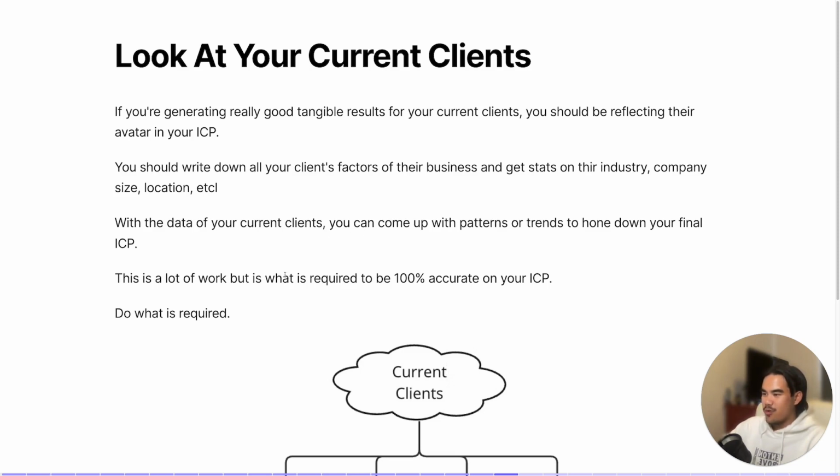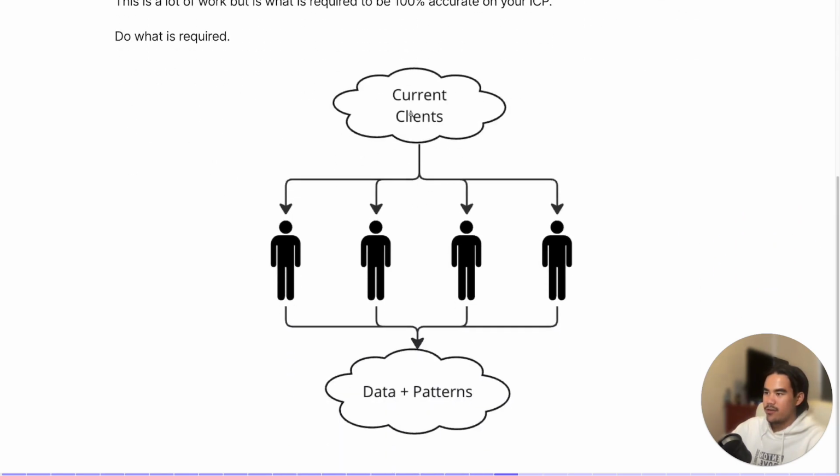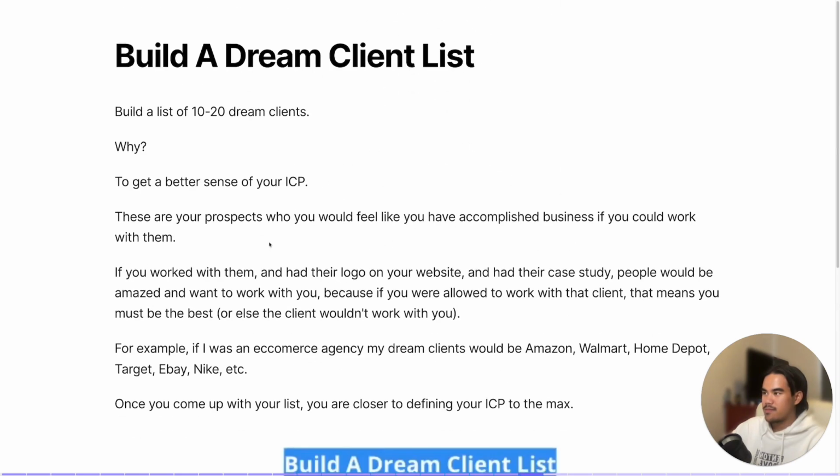And this takes a lot of work, but it is what is required to be 100% accurate on your ICP, and you want to do what is required. If you get this wrong, you'll have so many issues later on. So yeah, here are your current clients, and you want to come up with their data and patterns, right?